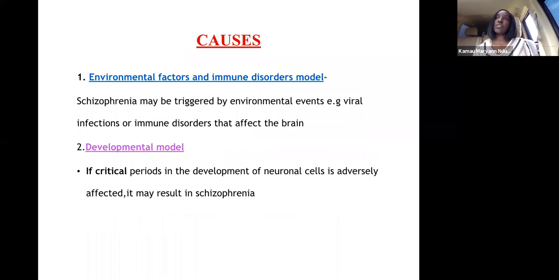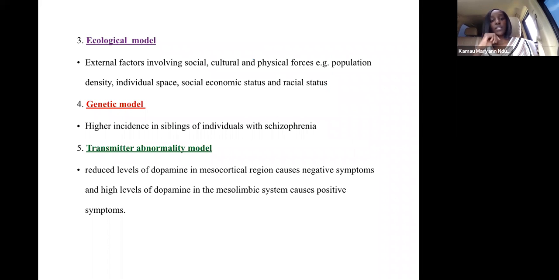So what are the causes? What causes schizophrenia? There are several different models that try to explain the pathophysiology, also known as the cause. One is the environmental factors and immune disorder model, where schizophrenia may be triggered by environmental events, for example viral infection or immune disorders that affect the brain or how the brain develops. The second is the developmental model, where if critical periods in the development of neuronal cells are adversely affected, you can get schizophrenia. The third is the ecological model, where external factors involving social, cultural, physical, and individual space, economic status, and racial status can predispose you to get schizophrenia.